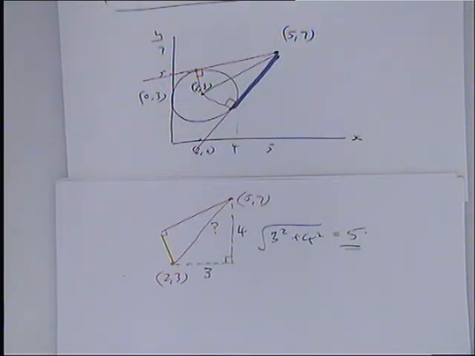Have we done that correct? Yes, we have done that correct. Okay, is that correct? Okay. 3 squared plus 4 squared, so 9 plus 16, 25, square root of that, 5. Okay. Are we okay with that one? Right, okay, I'm going to stop the video at that point.